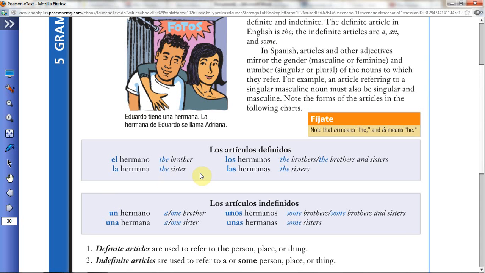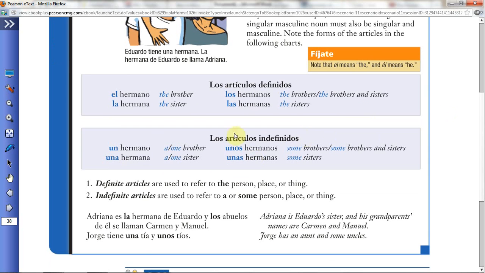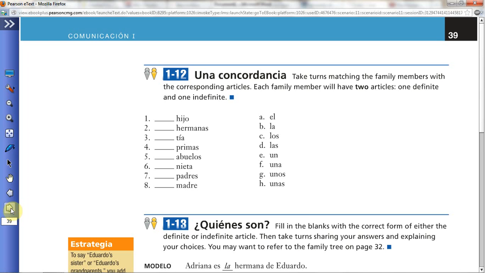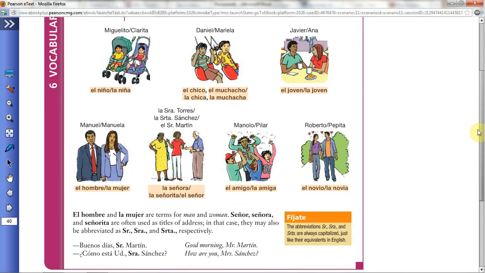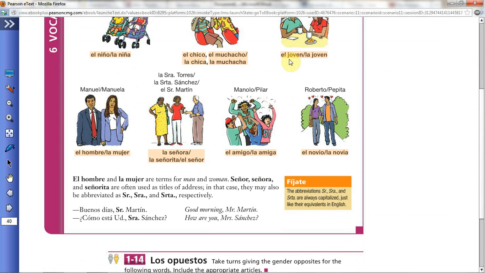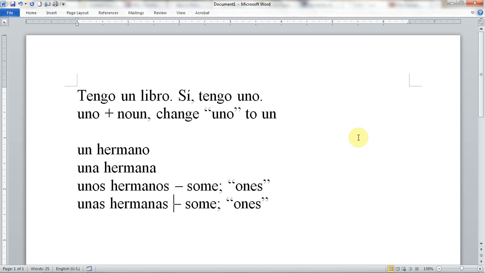Okay, and this fíjate section, el without the accent means "the," él with the accent means "he." Make sure you take note of that. And there was only one minor thing I wanted to say over here in the vocab. El joven, la joven, when it's plural, when either word is plural, you put an accent. Okay, they both have an accent. And that's it for that.